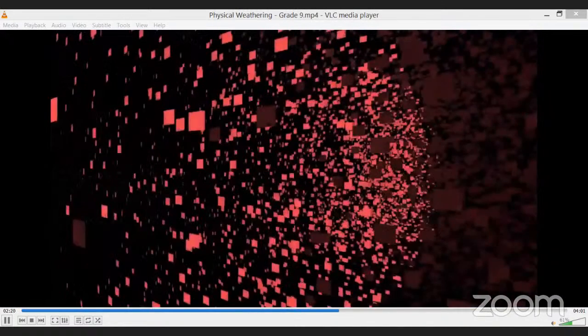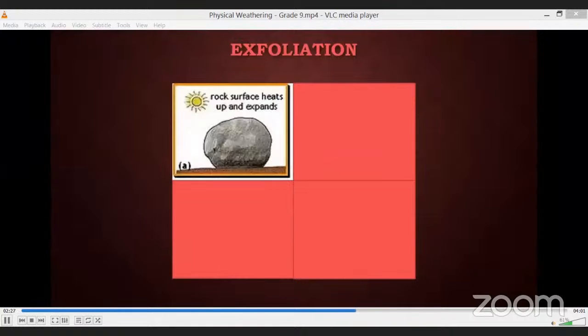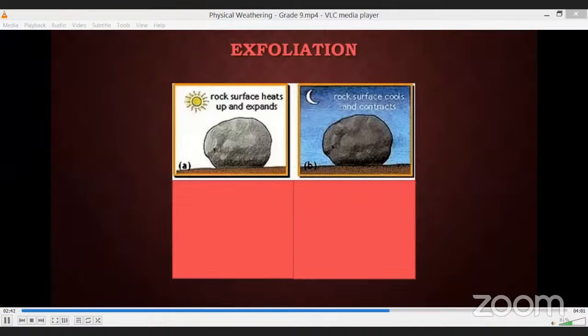The second type of physical weathering is exfoliation. As you can see from the diagram, this is a process that starts when a rock is exposed to extended periods of sunshine during the day. This sunshine heats the outer layers of the rock, which in turn causes these layers to expand. At night, the rock gives off all the heat absorbed by the outer layers, causing these layers to contract.